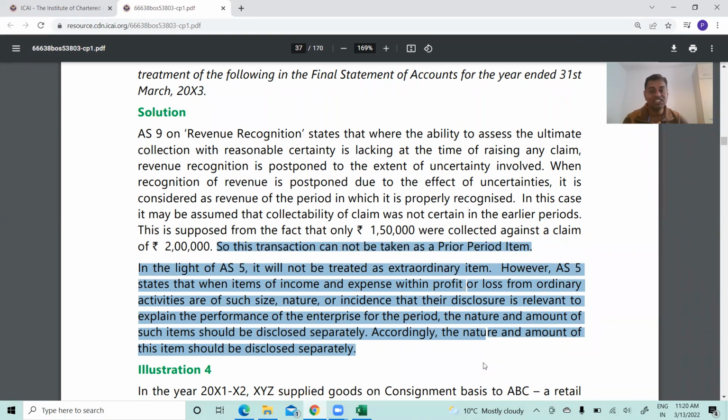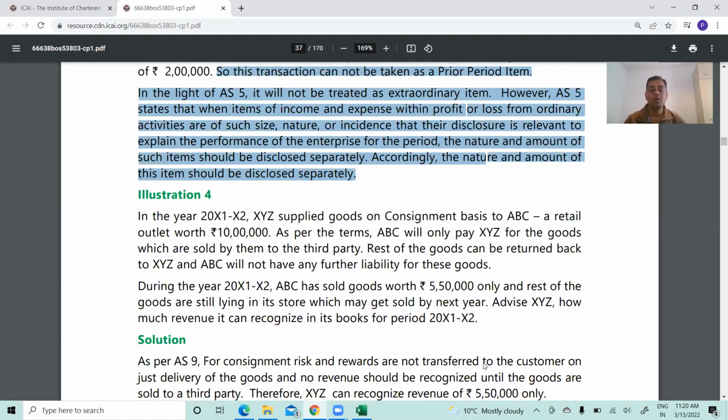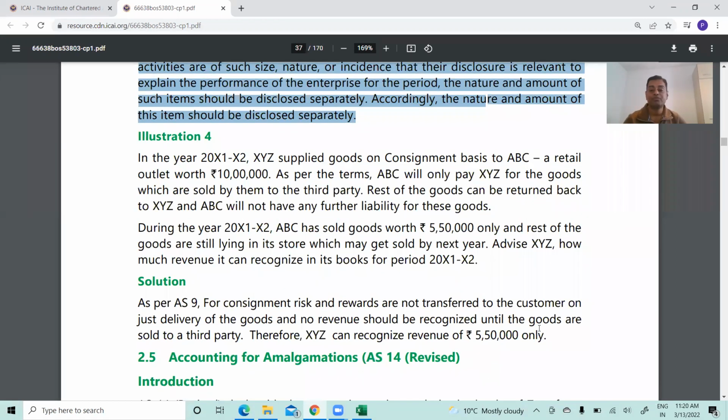You are thinking of this. In the final exam, in one question, 5-6 accounting standards will come. Okay, read question number 4 now.